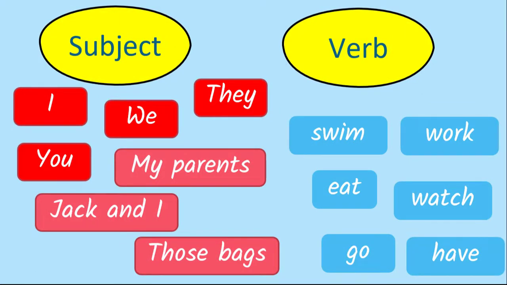Let's have a closer look. When the subject is I, we, you, or they, we use the verb in its base form. Let's make a sentence. We can say, we swim in the river. They work from 9 to 5. Can you think of more examples using the words you have here and some expressions that you can add?